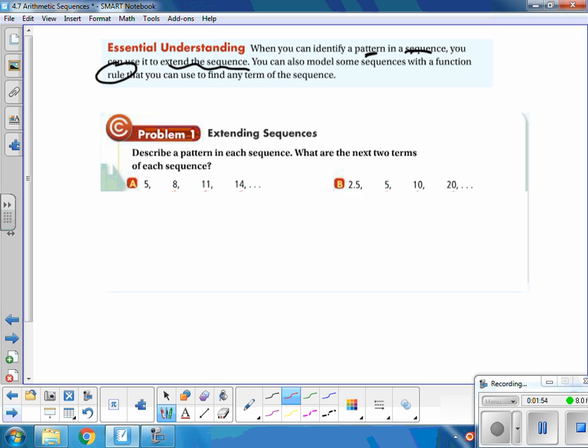So for instance, here we go from 5 to 8, 8 to 11, 11 to 14. These are all going plus 3 each time. Every time, and so we have found our arithmetic sequence. We can use our arithmetic sequence to find our next two. So from 14, we get 3 more, which gets me to 17, and we get 3 more, which gets me to 20.